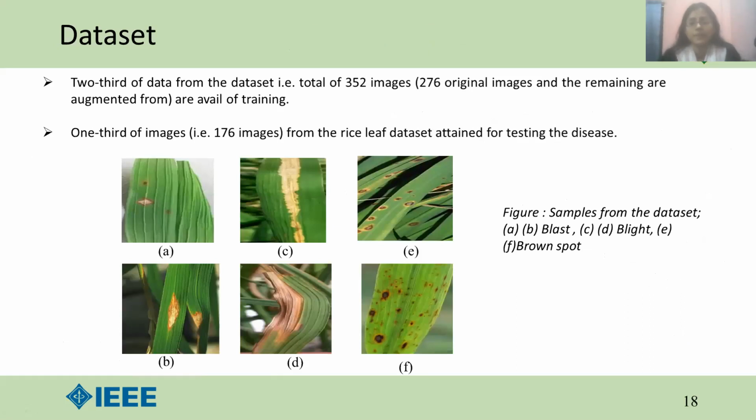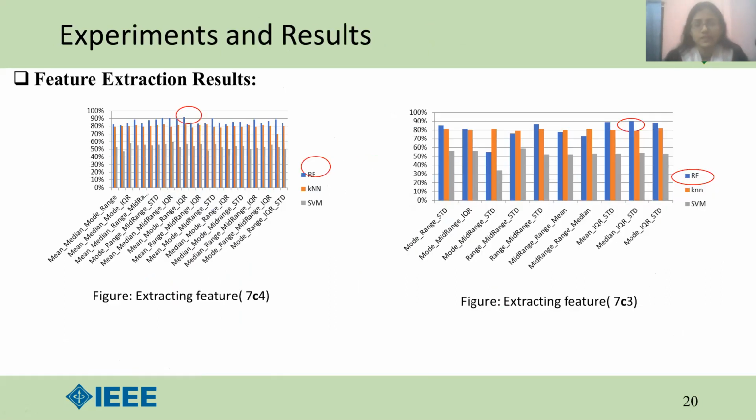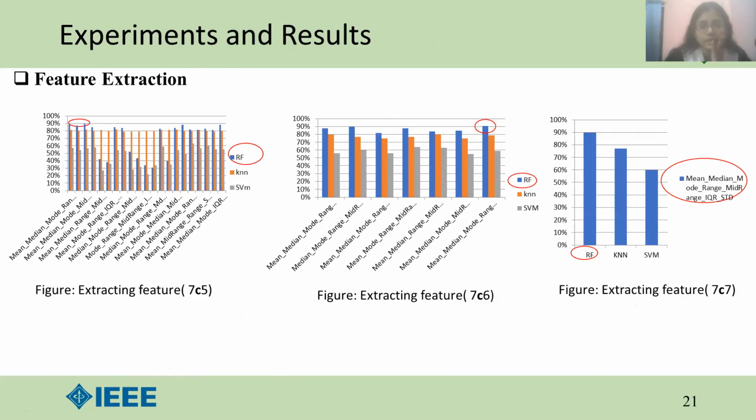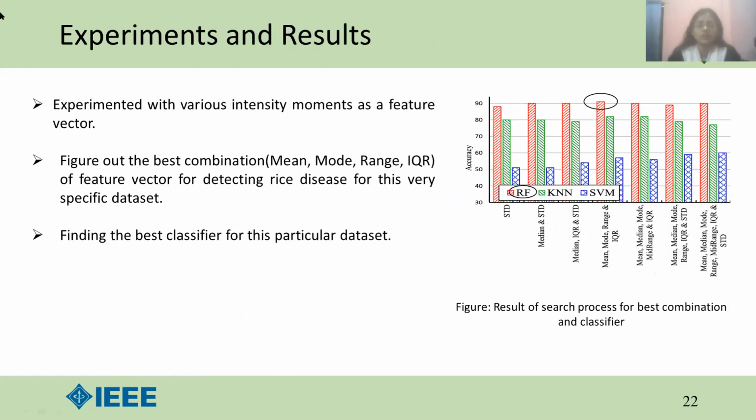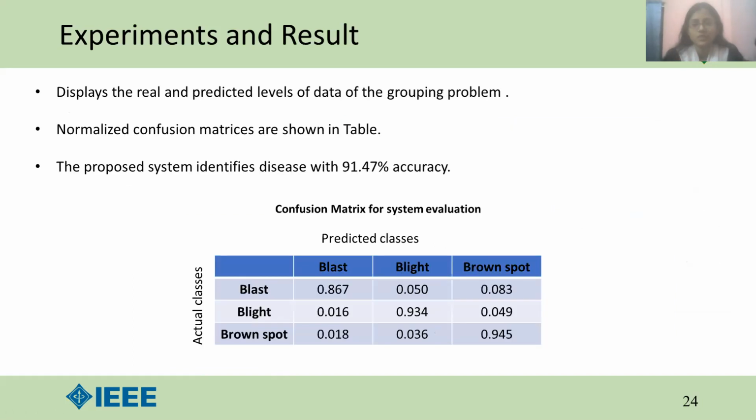This is some sample dataset of the images. Here 2/3 of the dataset images are available for training, and the remaining 1/3 of the dataset is used as the testing dataset. And this is the feature extraction result, where we use the existing features for different combinations. And by this search, we see that mean, mode, range, and interquartile range are best for this random forest classifier. And here accuracy is the best, and this accuracy is 91.47%. This is very good.